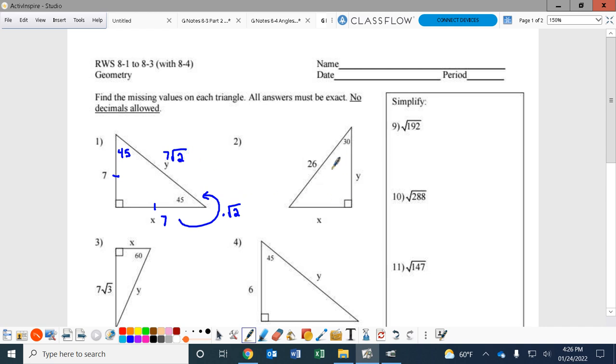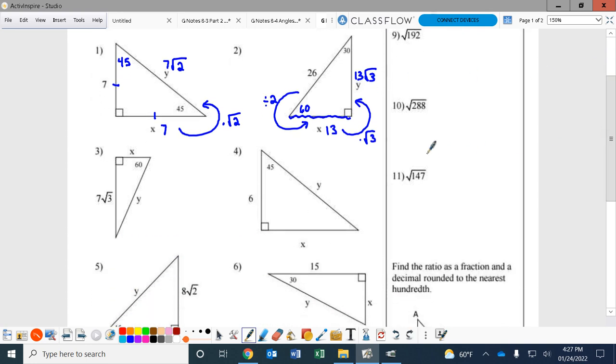For problem number 2, this is a 30, 60, 90 triangle. We have the hypotenuse. You always work towards the short leg if you have one of the other pieces. To do that, we would be dividing by 2. 26 divided by 2 would put the short leg at 13. To go from the short leg to the long leg, you would be multiplying by the square root of 3. Remember, when you go over that right angle symbol, you're using that radical 3, which makes this 13 square roots of 3.